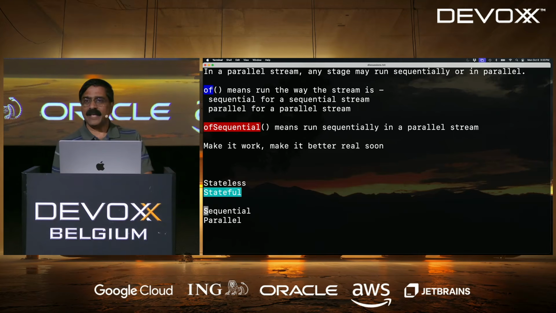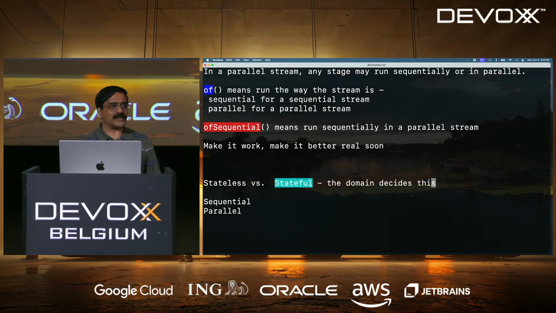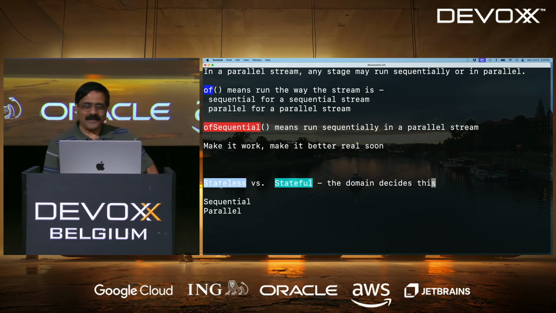Now, having said these four things, here's something for you to think about. When it comes to implementing stateless versus stateful, who decides this? So stateless versus stateful, the domain decides this. So your business people say, we want to implement this. I don't think you have the luxury to go to them and say, you know what? I don't care about your business. I'm going to do what is easy, right? I don't think we have a choice, right?